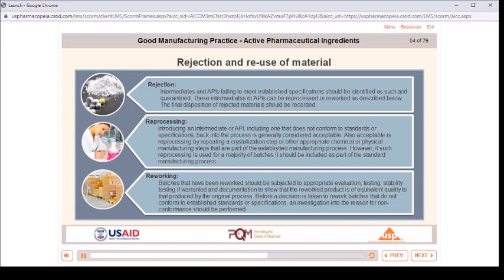Reworking. Batches that have been reworked should be subjected to appropriate evaluation, testing, stability testing if warranted, and documentation to show that the reworked product is of equivalent quality to that produced by the original process. Before a decision is taken to rework batches that do not conform to established standards or specifications, an investigation into the reason for nonconformance should be performed.